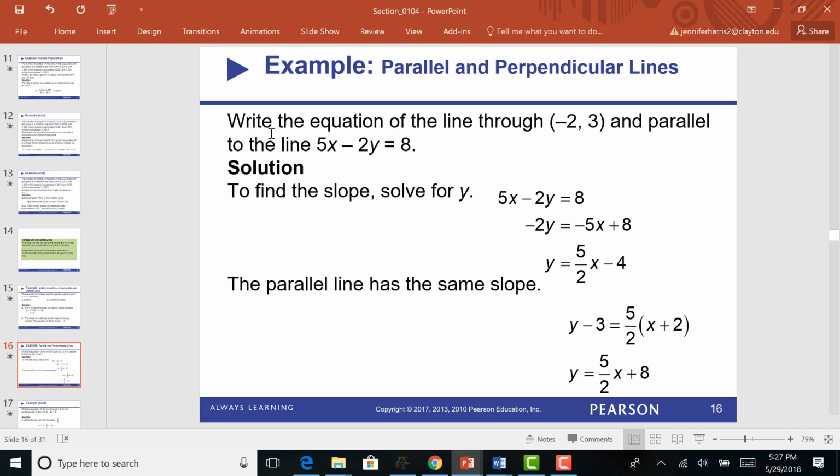All righty, questions? What questions do you have? It works the same way when it's perpendicular.